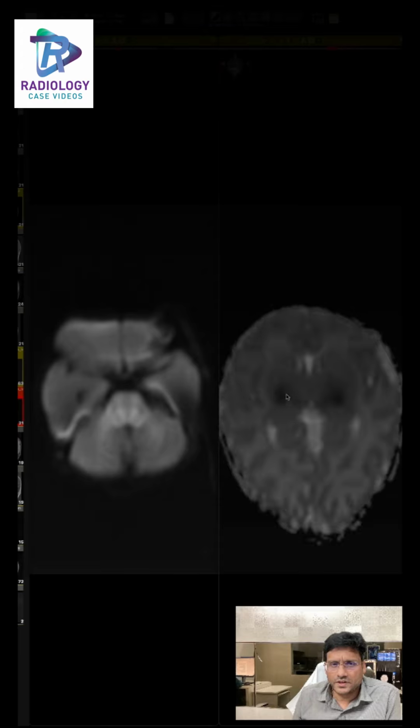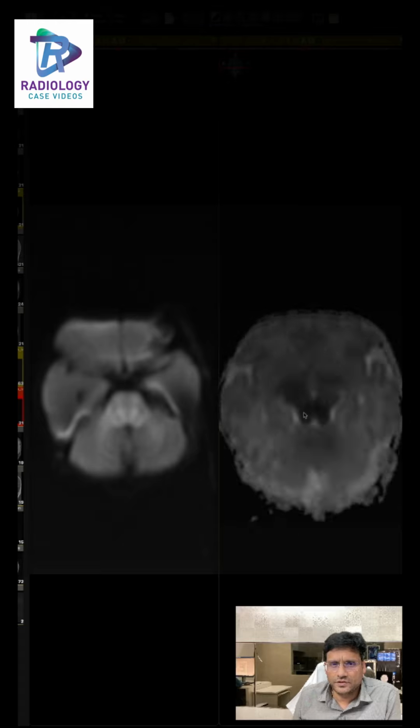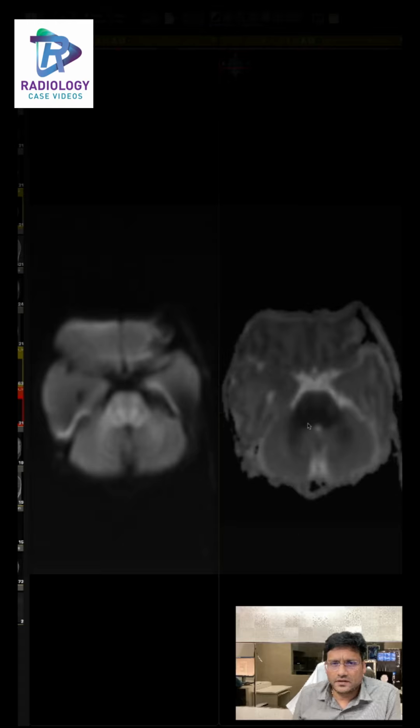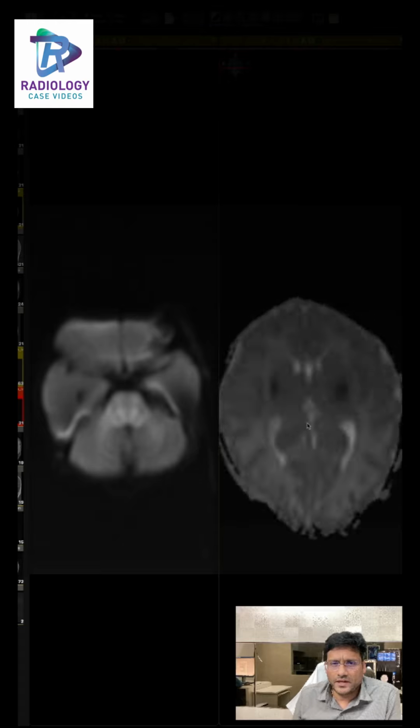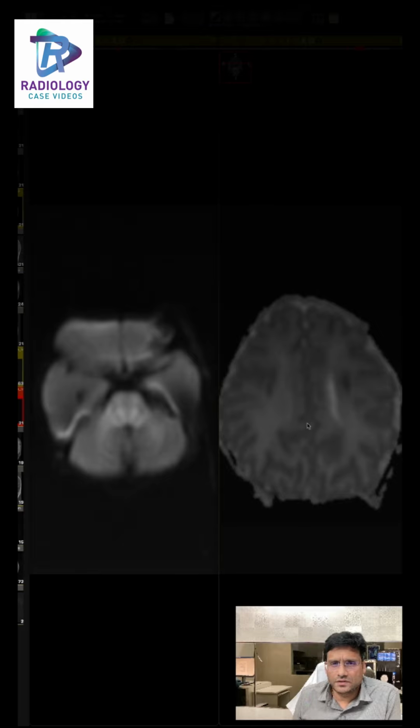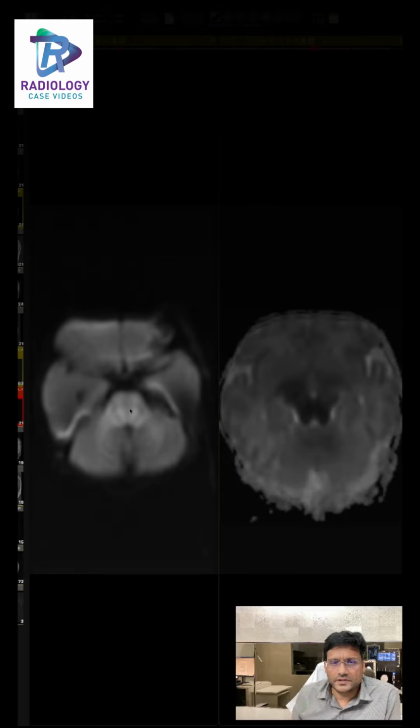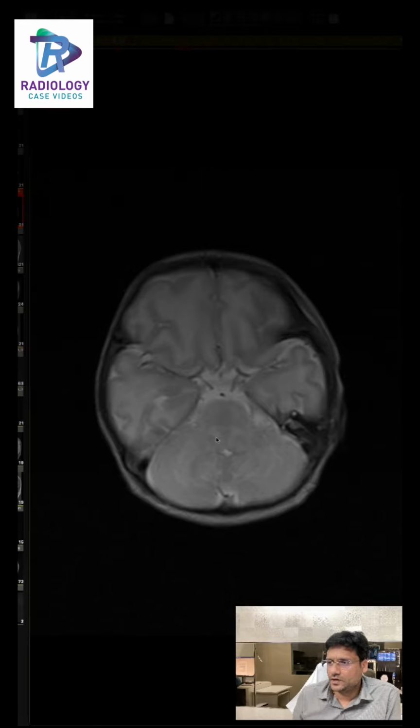Subsequently, if you see the ADC, you can see the frank diffusion restriction. So this is classical intramyelinic edema. Only myelinated areas are showing diffusion restriction. All these classical patterns you are able to see. So this characteristic pattern you see in a case of maple syrup urine disease. In T2, the areas involved are hyperintense.